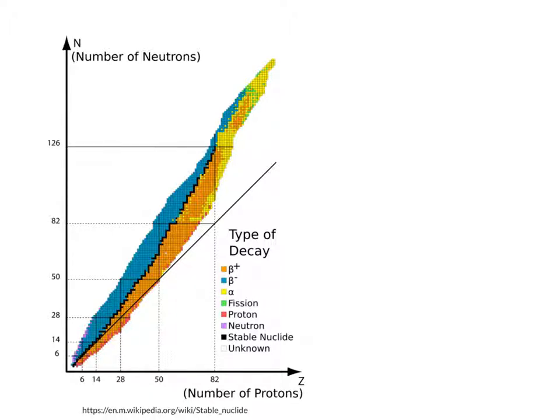This figure also indicates that there are several nuclear reactions that a nucleus can undergo to transition from being an unstable isotope to being stable. So moving from one of the blue, orange, red, yellow, or green regions and moving into the black region, known as the belt of stability.